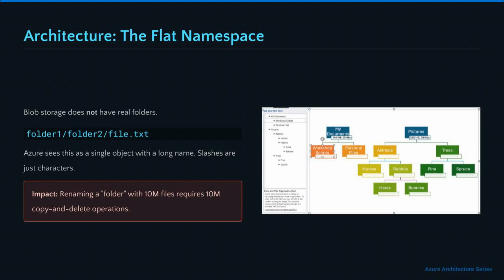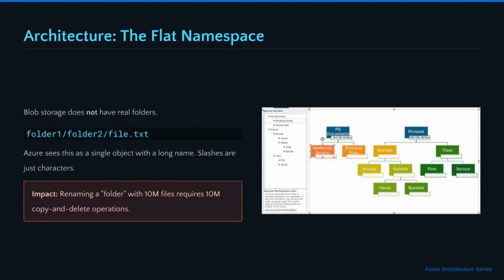However, where blob storage shines is its access tiers. You must master these to control costs. 1. Hot tier. This has the highest storage cost but the lowest access cost. You use this for data that is actively being read and written.